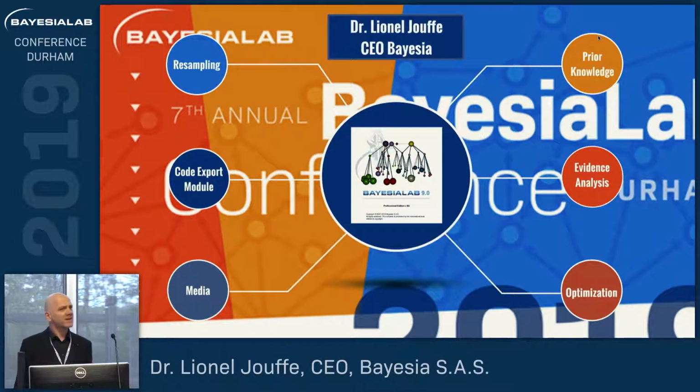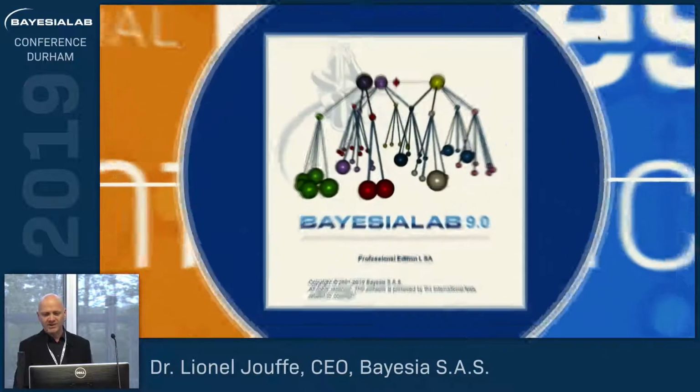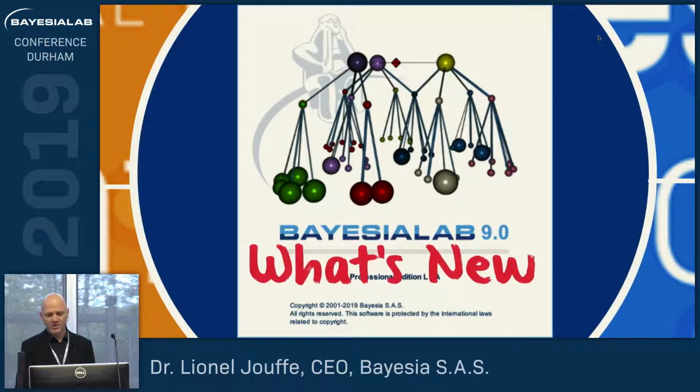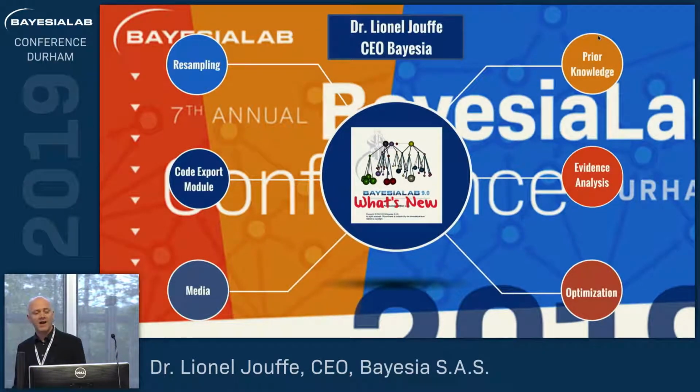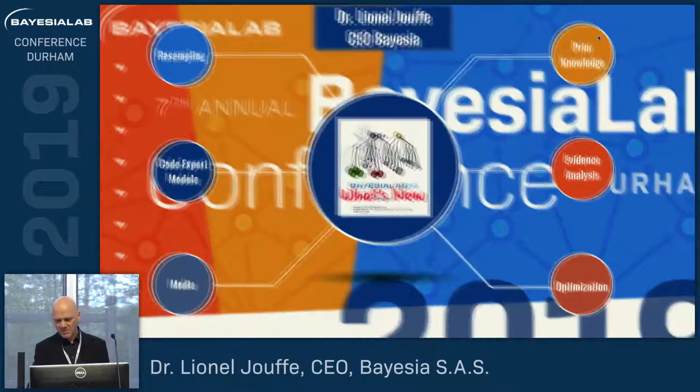And as Stefan said, since 2017, I'm just using this conference as a way to introduce the new features we are releasing. So this year, this is BayesiaLab 9. I just want to focus here, for 30 or 45 minutes, I don't really know, on BayesiaLab 9. So what are the new features you're going to have in a few weeks? As you can see, 6 main topics: optimization, evidence analysis, prior knowledge, resampling, export, and media. So let's start with optimization.